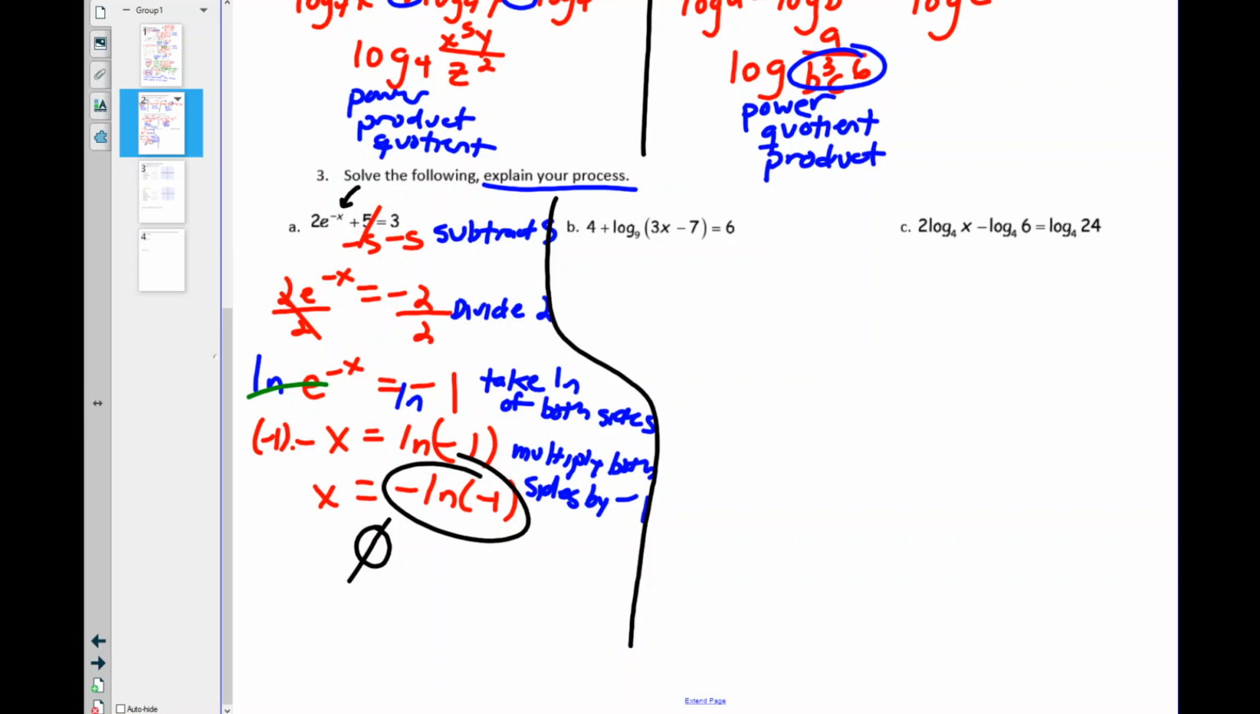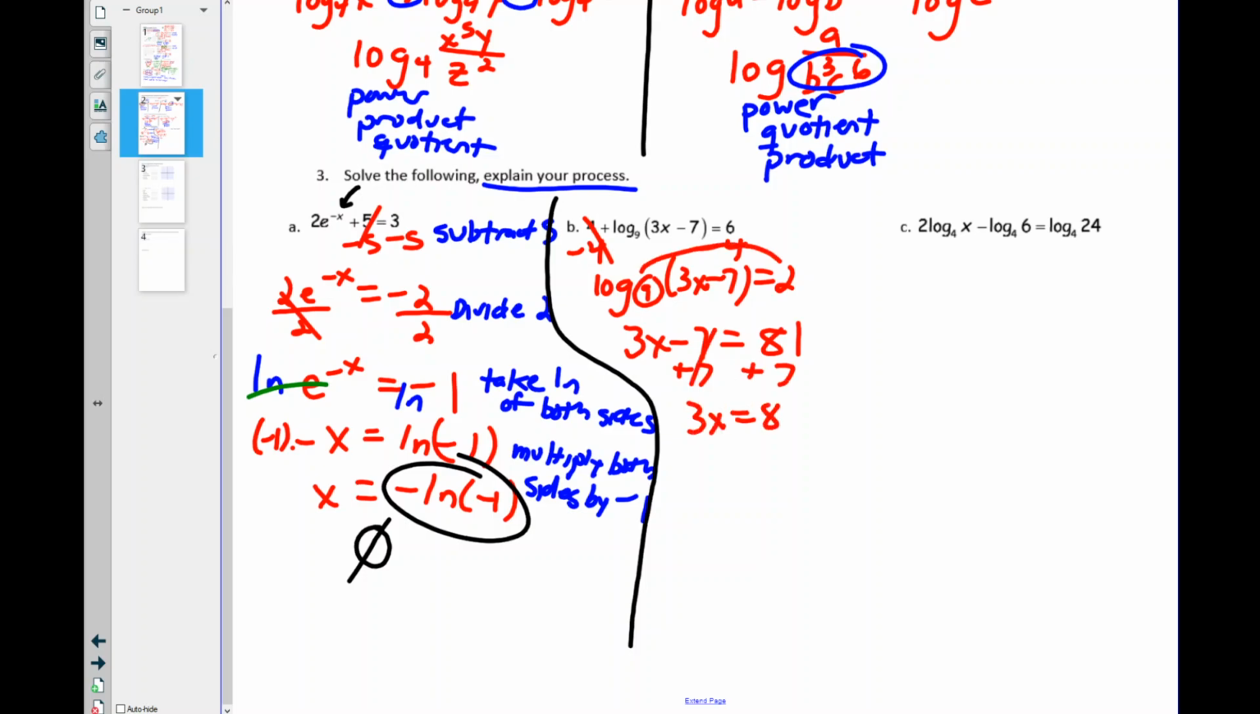What do we got to do first with logarithmic? Yeah, isolate the log. -4 cancels out. Log base 9 of 3x minus 7 is equal to 2. Now that I've isolated the log, how do I remove the log? Convert to exponential. 3x minus 7 is equal to 9 squared, which is 81. Here's the base. Take that to the power of what's on the other side of the 2. So I get 3x is equal to 88.